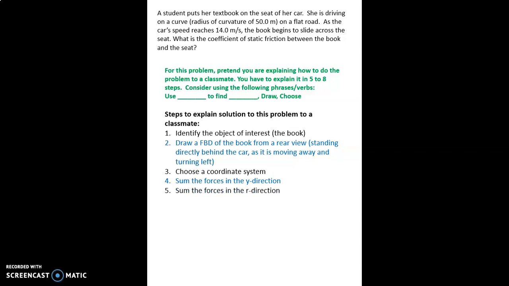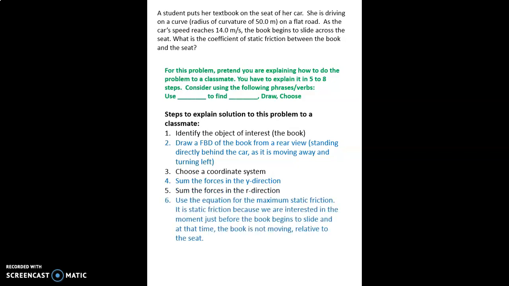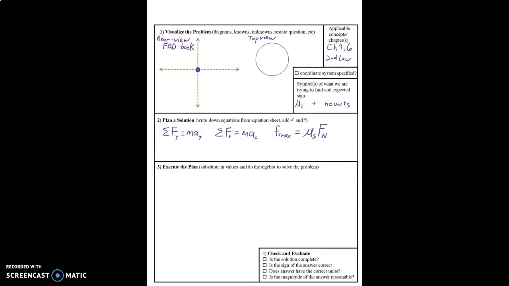We're going to sum the forces in the R direction. We're going to use the equation for the maximum static friction, and it is static friction because we're interested in that moment just before the book begins to slide. And we're going to put those three equations together to find the coefficient of static friction. Alright, so here we go. I've already labeled my free body diagram as being for a rear view.